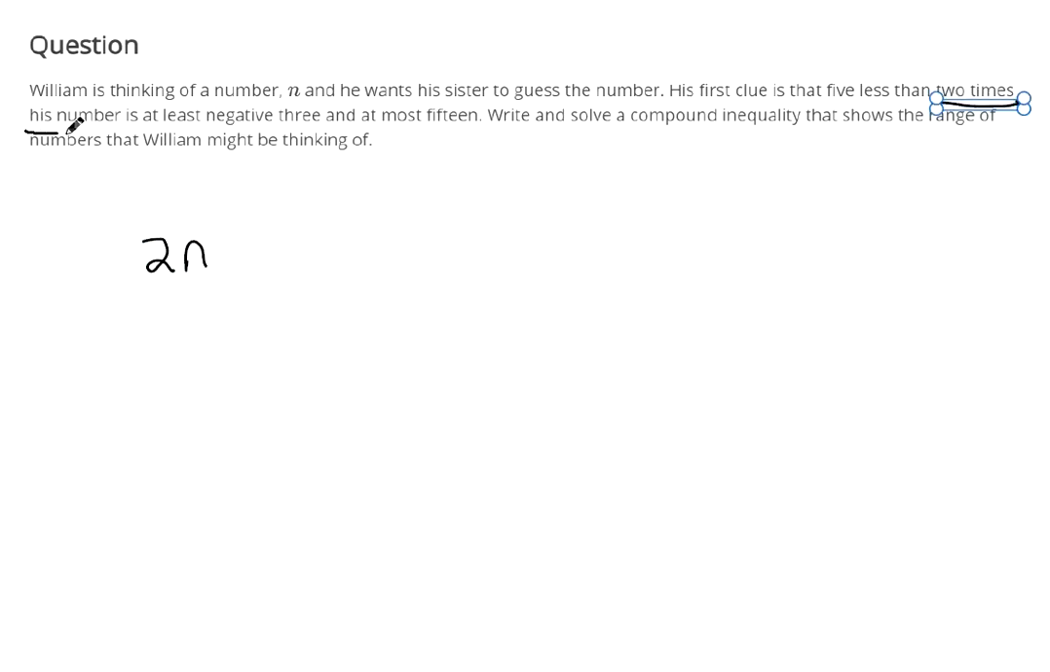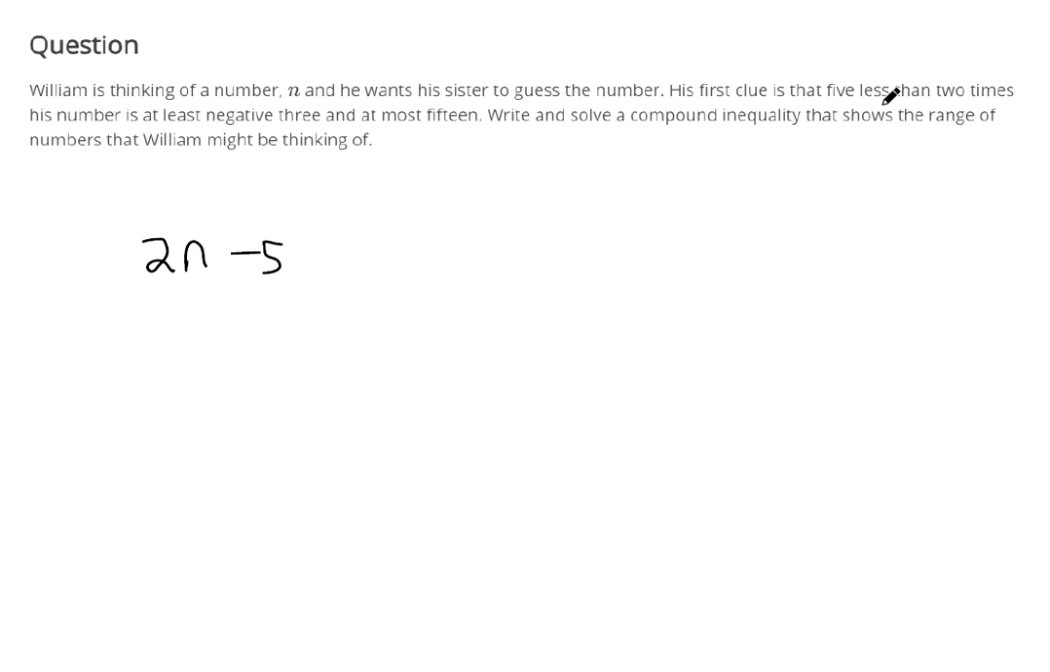2 times his number. Now, a lot of students will make a mistake and write this, 5 less than 2 times the number, because they see 5 first in the sentence. But that's not how you write 5 less than something. If you get $10 and then you realize you just spent 5, you have 5 less dollars, right? You wouldn't write that calculation like this in your calculator. It's got to be like this to make something 5 less than something else. So this is 5 less than 2 times a number.